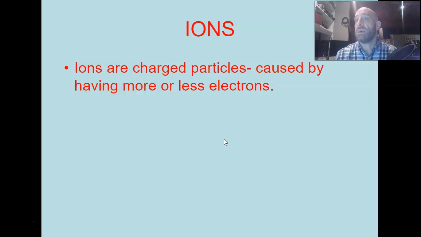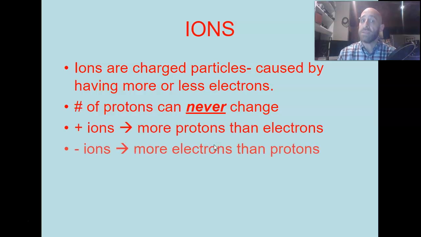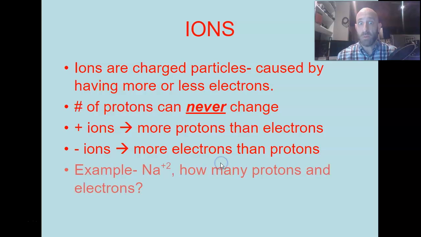The number of protons of an element can never change, because if the number of protons changes, that means it's a new element. So it's no longer carbon, it's nitrogen if it gains a proton. The way we get ions is an element can gain or lose electrons. If we have a positive ion, that means there are more protons than electrons. And if we have a negative ion, that means there are more electrons than protons. It's as simple as that, either gaining or losing electrons. So we're going to talk a little bit more about that now.